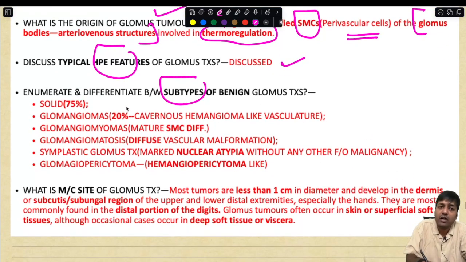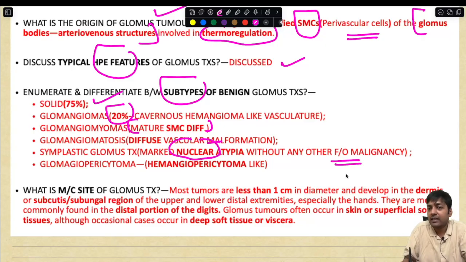So what are those? Solid variety 75%, we have already discussed. Glomangioma 20%, which has cavernous hemangioma-like vasculature. Glomangiomyoma 5%, which shows mature smooth muscle differentiation. Glomangiomatosis, when there is a diffuse vascular malformation. Symplastic glomus tumors show marked nuclear atypia without any other feature of malignancy.